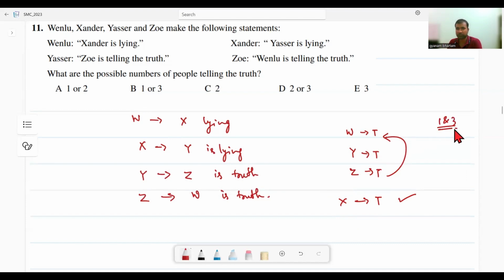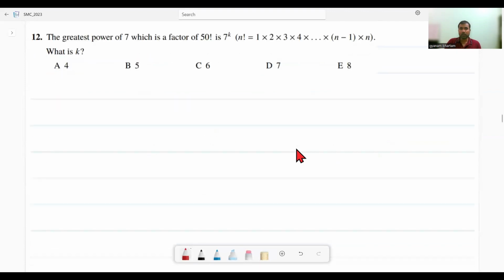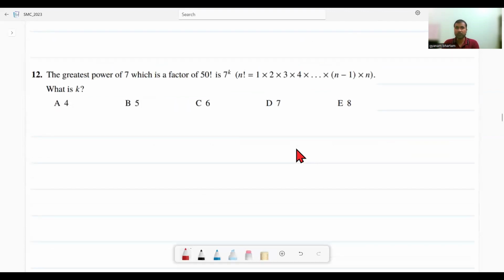Now how about 2? We took both the conditions of W, and from both the conditions of W we got 1 or 3 only, so it should be B. Okay, so there's no other options. Yeah, that's right. The greatest power of 7, which is a factor of 50 factorial, is 7 to the power k. What is k going to be?